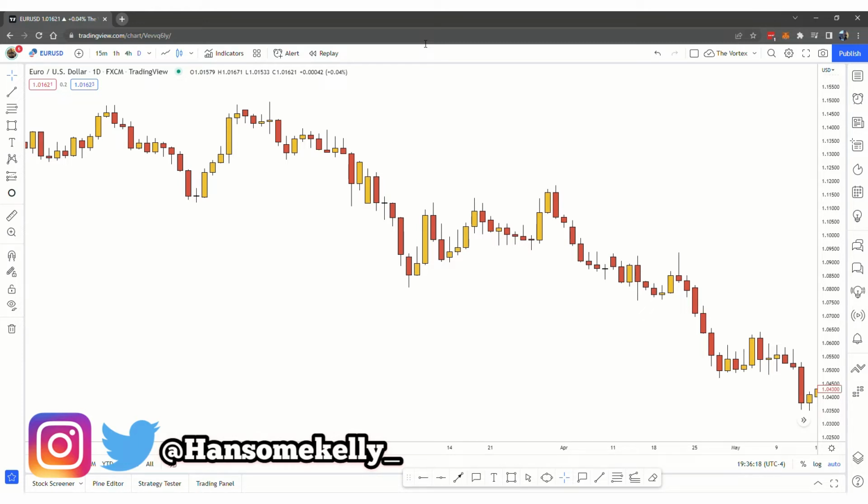So supply in this aspect, when you're drawing it up, your supply will be a resistance area or your resistance zone, and your demand would be your support area or support zone. That's the easiest way to go about what exactly is supply and demand.